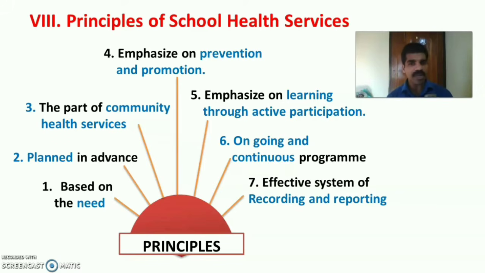The sixth principle is that school health services should be an ongoing process. It should be a continuous program. It should be periodically conducted. So it should be an ongoing and continuous program. Then the last, seventh principle is that there should be an effective system of maintaining, recording and reporting of all school health services. Each school child should have a separate school health record and that has to be effectively maintained. So these are the 7 principles of school health services.